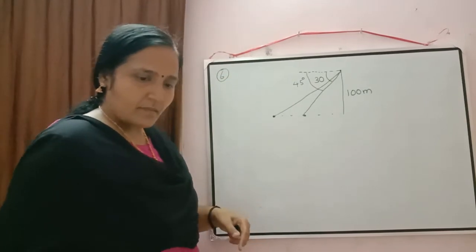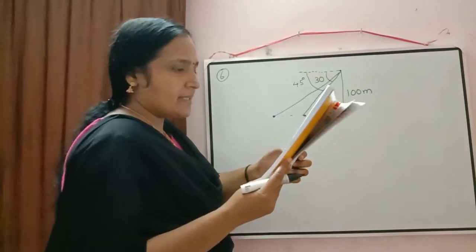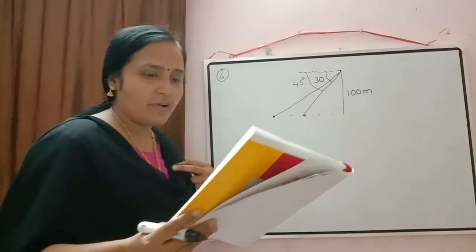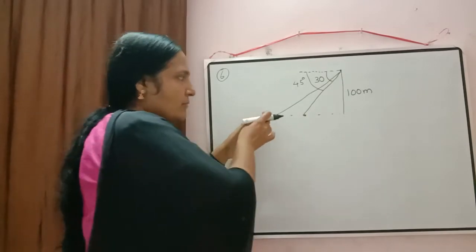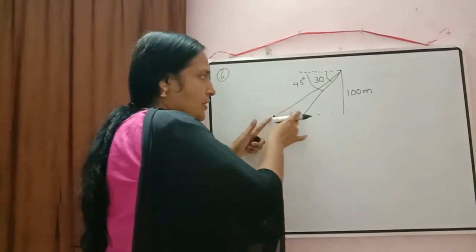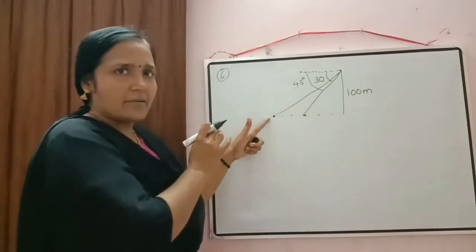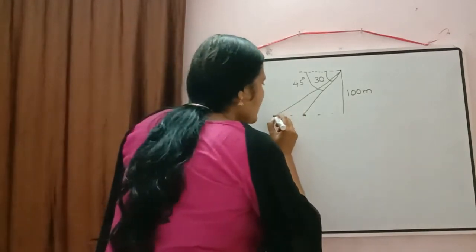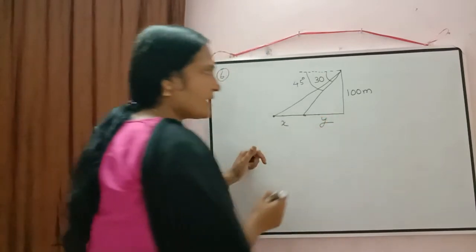Okay. Now what is the question asked? Find the distance travelled by the ship during the period of observation. So during the period of observation means we observed the ship moves from this point to this point only. So this distance we have to calculate. Here we can take this distance as x and this one we can take as y.